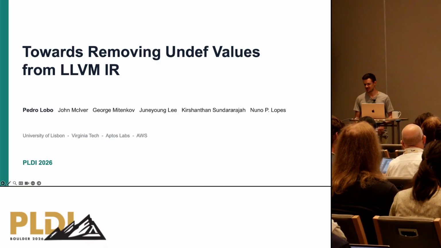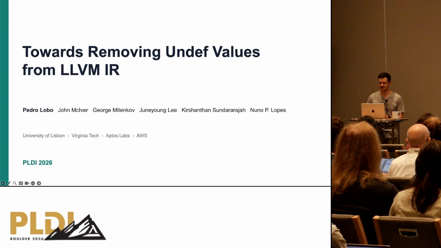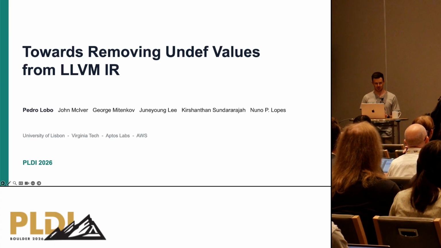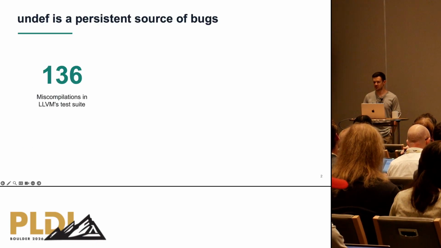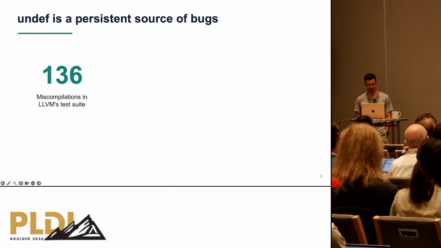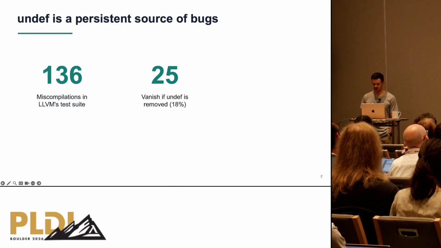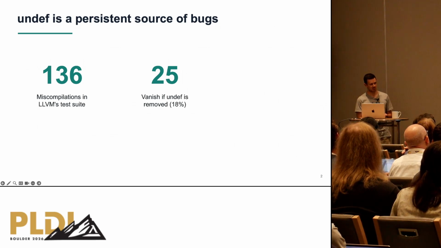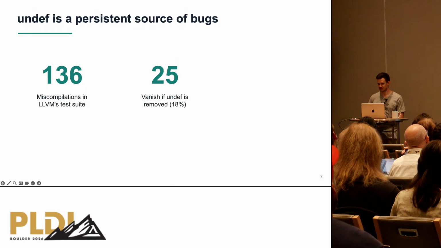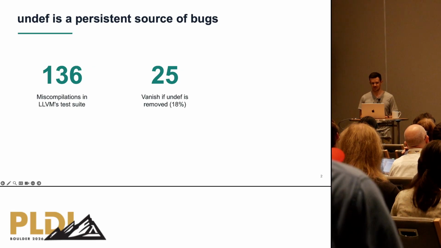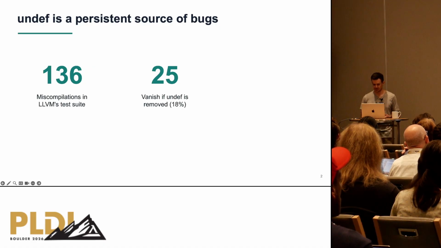Today we're going to talk about Undef, why we no longer want it in LLVM, and how we can remove it. To give you some context, currently Alive2 finds about 136 miscompilations in the LLVM test suite. 25 of these tests will become correct the moment Undef vanishes from LLVM, which is about 18% of the total failing tests. Notice that these tests are only unsound because Undef exists, even though the majority of the tests do not touch Undef explicitly.